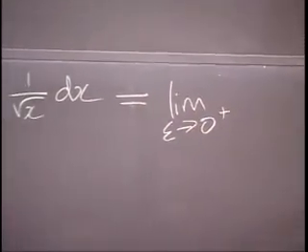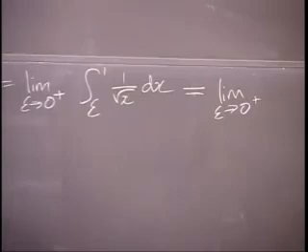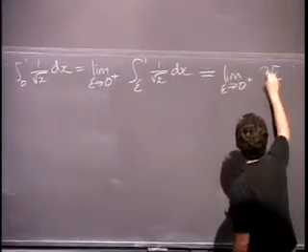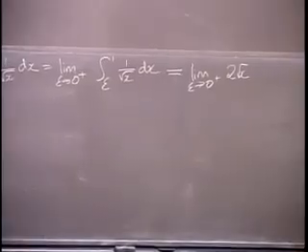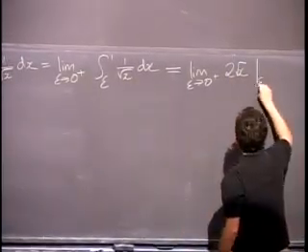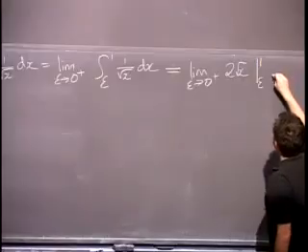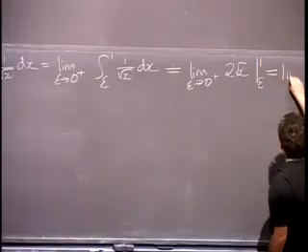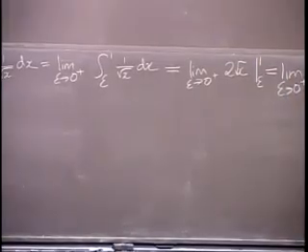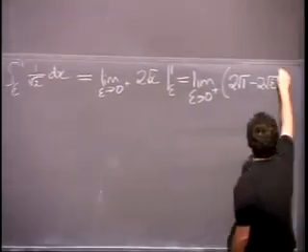Well, an antiderivative of 1 over 2 root x is root x. So this time you get 2 root x. Yeah, just differentiate that and make sure you get this. We're going to go between epsilon and 1. So this is 2 root 1 minus 2 root epsilon.